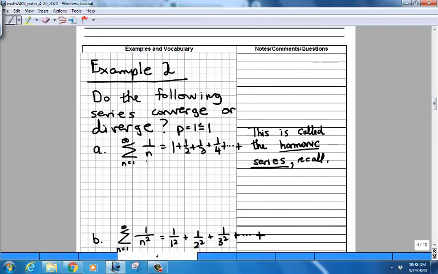Okay, so here's the harmonic series, and we want to know, does the harmonic series converge or diverge? Well, since the power of the index here is 1, and you're adding up terms which in this series are reciprocals of the index raised to a power, and the power is 1. Since 1 is less than or equal to 1, that means this series diverges. And again, as I said before, this is called the harmonic series. So the harmonic series diverges.